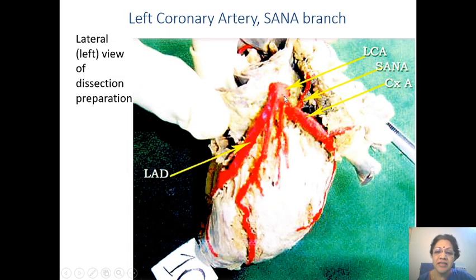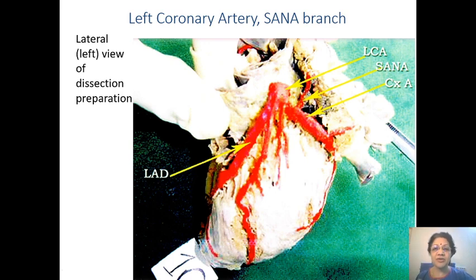Just to show you again a dissection of how the sinoatrial nodal artery can come from left coronary system. So what we've done here, we looked at the right margin first. Now we're looking at the left margin of the heart, and we turned it in such a way that we're looking at the origin of the left coronary artery, and then we see that it's given off a left anterior descending branch, and it's given off its circumflex artery branch. And from circumflex it seems a new artery is emerging, which we are calling the sinoatrial nodal artery, because if you trace it backward, it will go on to the right side and end up at the sinoatrial node. So this is a dissected preparation.